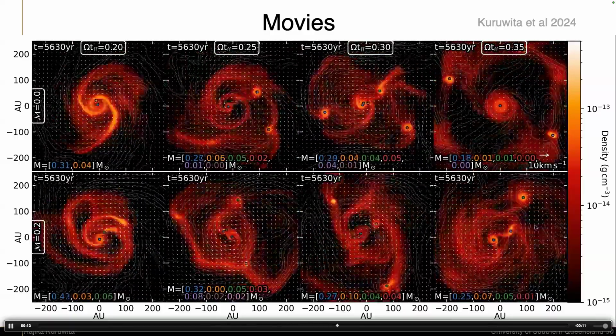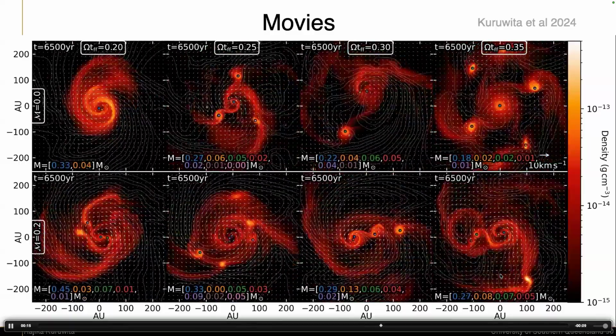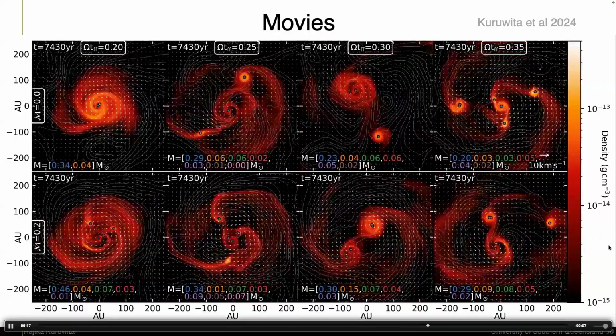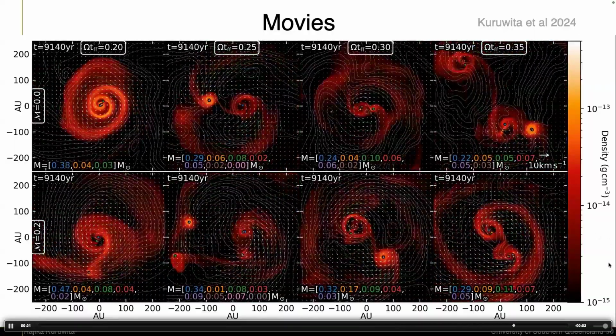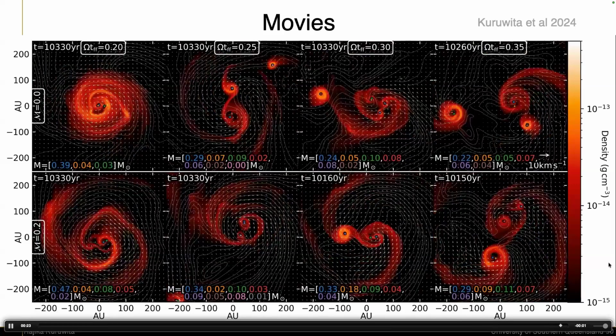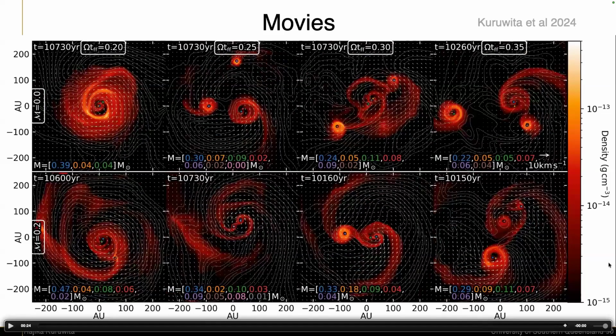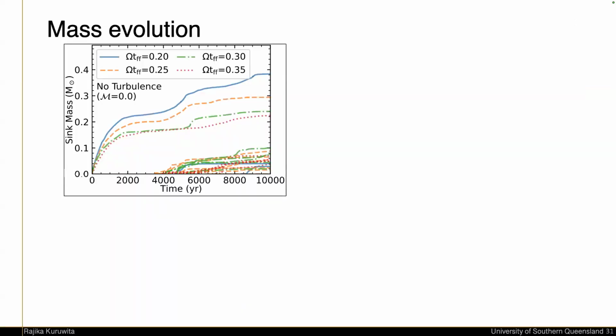And then sometimes the core evolves into some pretty complicated systems. So I will say here that we get too much fragmentation because we do not take into account radiation. Radiation feedback would heat up the disk and protect it against further fragmentation. But with that in mind, we can still look at how the stars get their spin. So I'll just go through what we saw in the simulations.